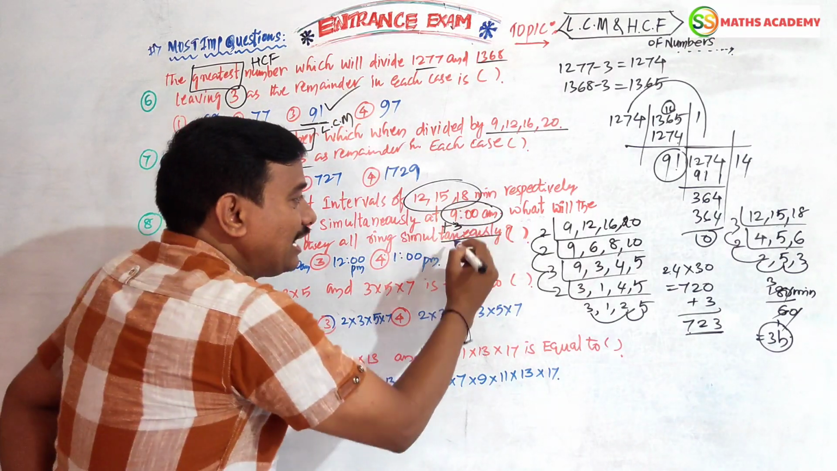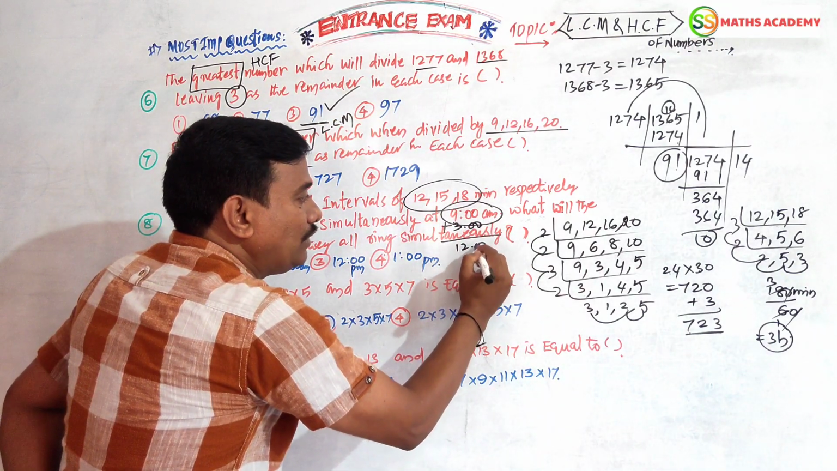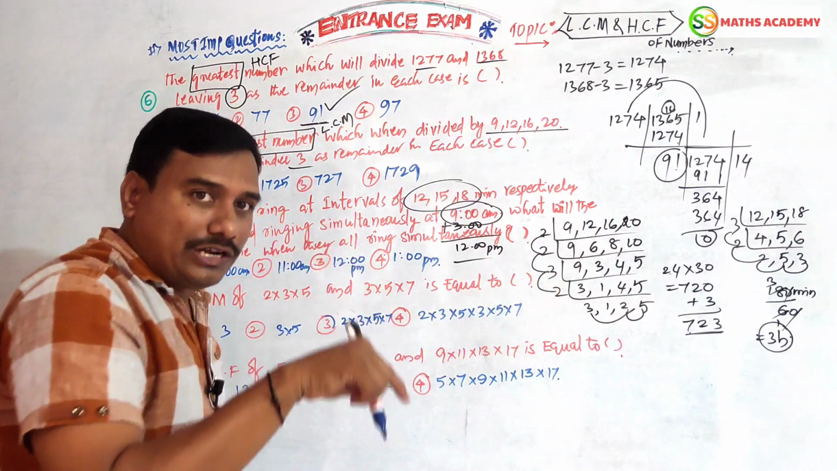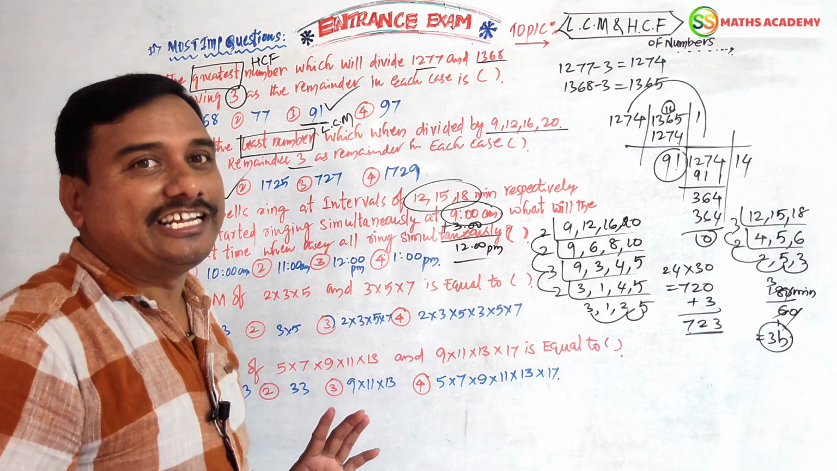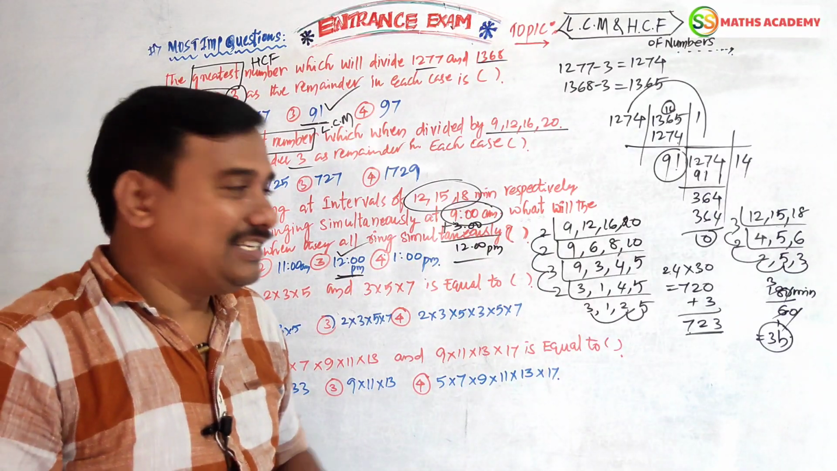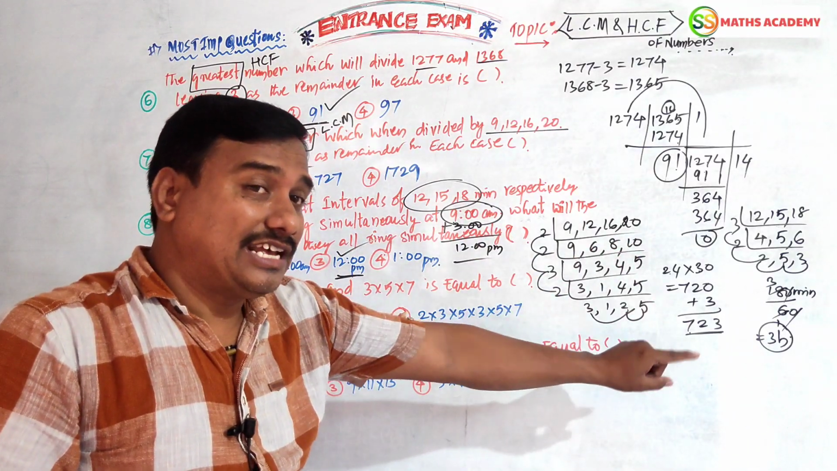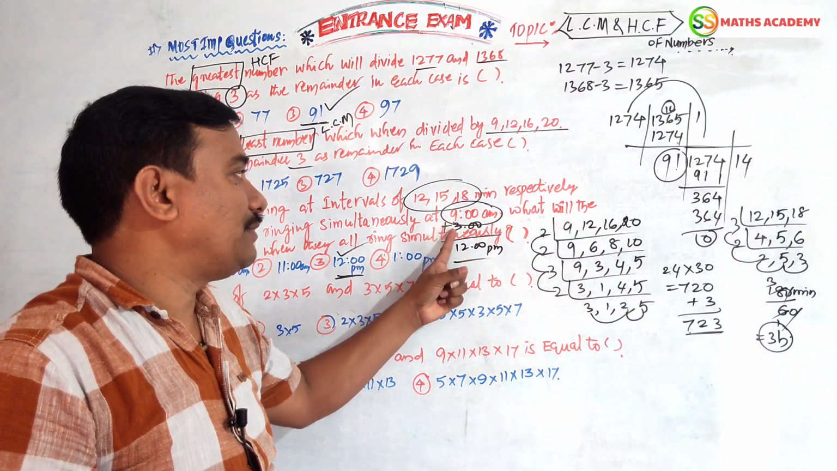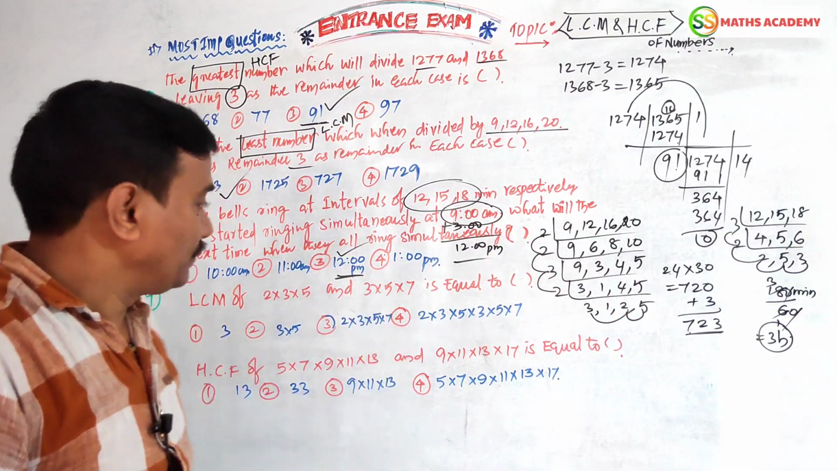After 3 hours, 9 plus 3 means what, mama? 12 p.m. By 12 o'clock again it is ringing simultaneously. So 12 p.m. is the answer. How easy it is? 180 minutes converted into hours, add with the given time. 9 plus 3, 12. Okay.